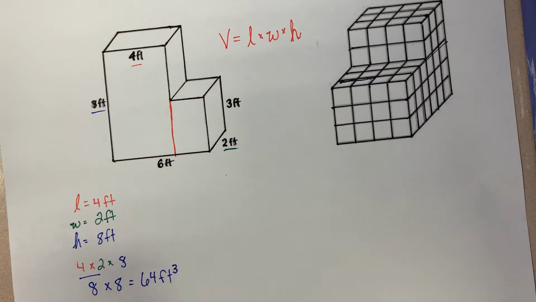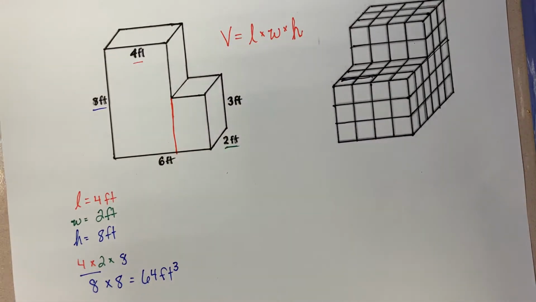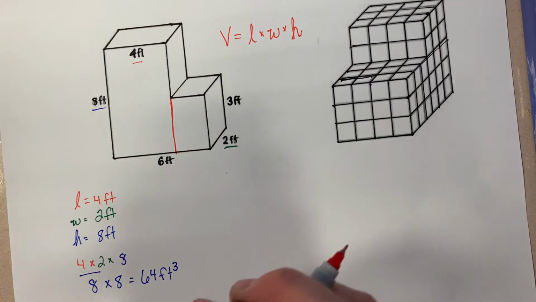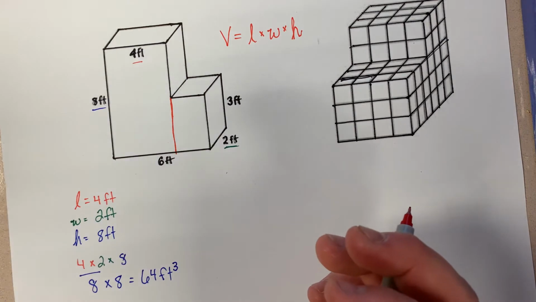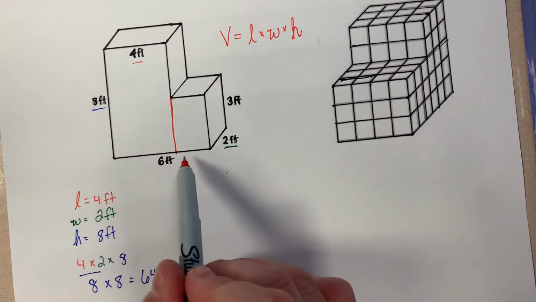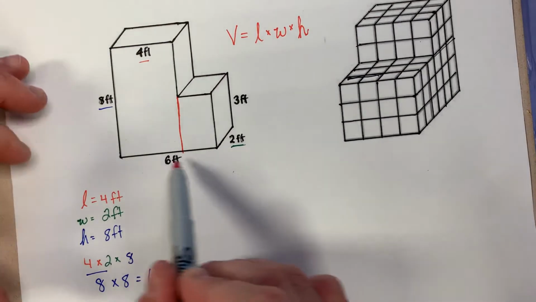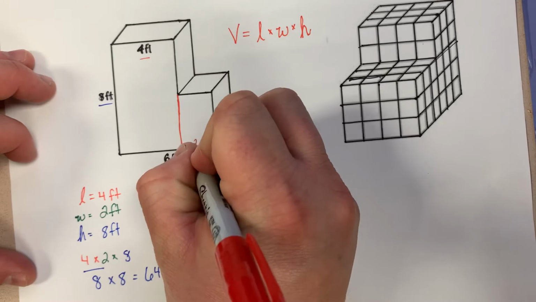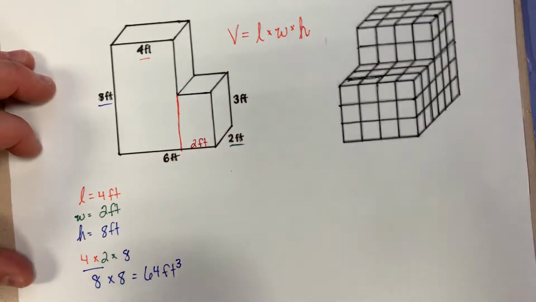Now the reason why we're using cubed, or the 3 as in the exponent place, is because we measured 3 dimensions of this. All right, now to find this little rectangular prism, I'm not sure what my length is. It says 6 feet, that's the whole length, and I used 4 feet already. So that gives me 2 feet left to work with.